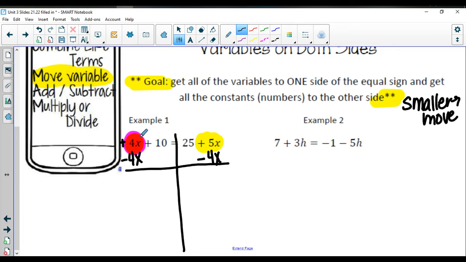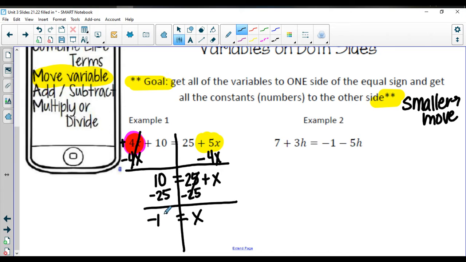4x minus 4x cancels out. You're left with a positive 10 over here. Equal sign, your 25 is going to come down, and you have a positive 4x and a positive 5x and a negative 4x. Together, that gives you a positive 1x, which we can just write as x. Now, there is nothing special or fancy about this one, so we're just going to add or subtract and multiply or divide if necessary. So to get this x by itself, I need to move my 25, which I'm doing with a minus 25. Cancels, positive 1x is what I wanted, and 10 minus 25 is a negative 15.